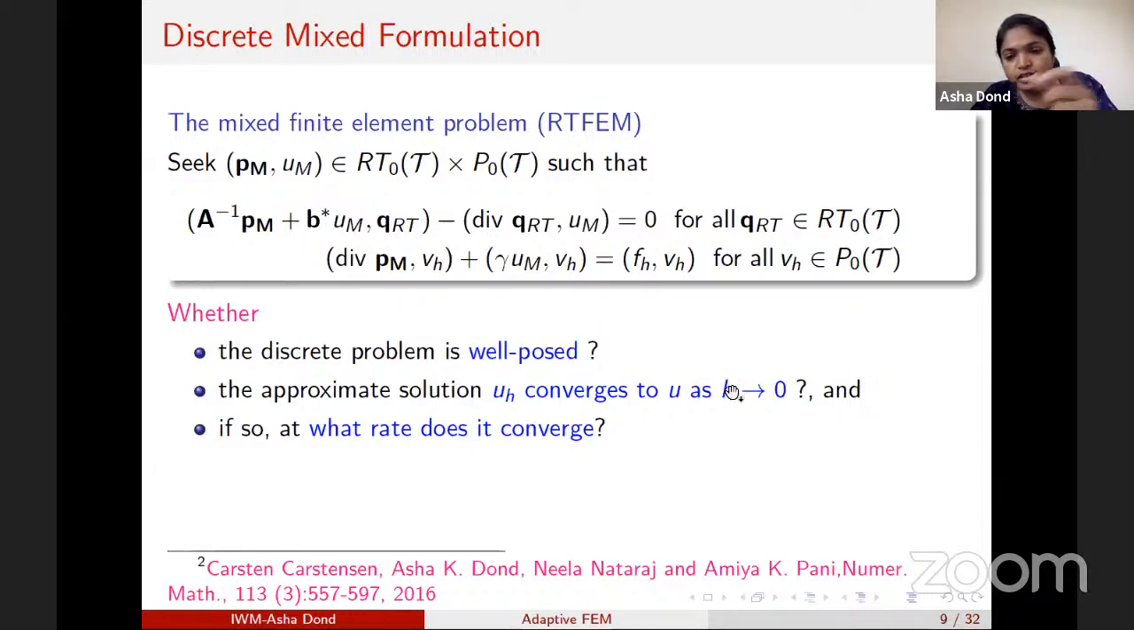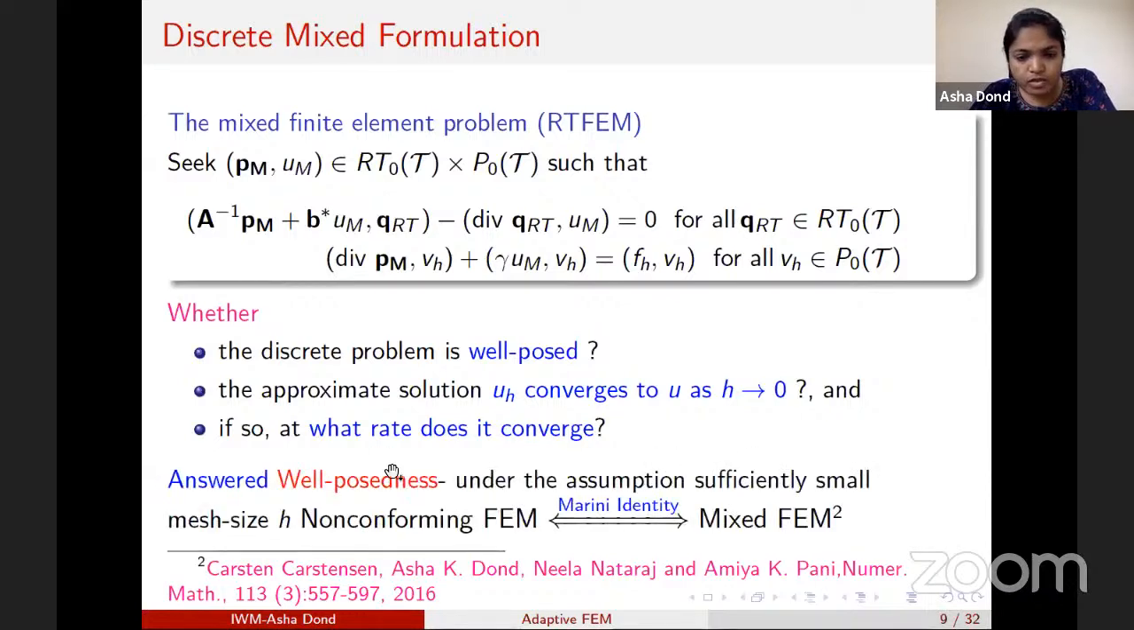So here h is nothing but the mesh size of the triangle T. For a triangle T, you can just take the longest edge and call it h. And if you are refining it, as h tends to 0, is your discrete solution really approaching the exact solution? And if yes, then what will be the convergence rate?